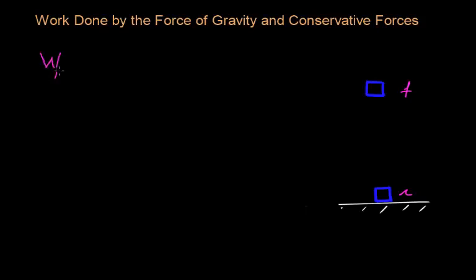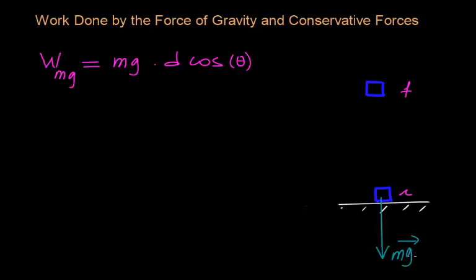The work done by mg equals, the mg is a constant force times the displacement d cosine the angle that the mg makes with the displacement. We all know that the mg points straight down, like this. The displacement is the shortest distance from the initial point to the final point, which would be a straight line from I to F. That is the displacement.